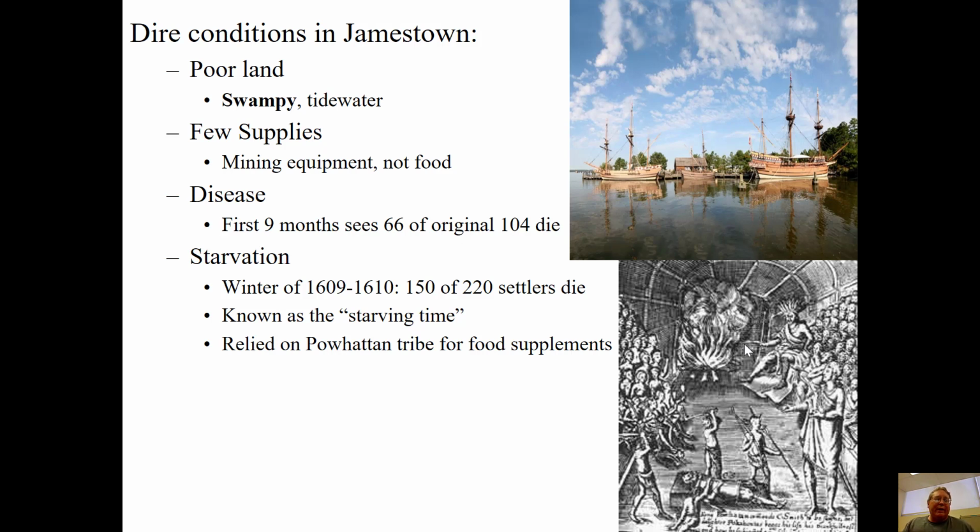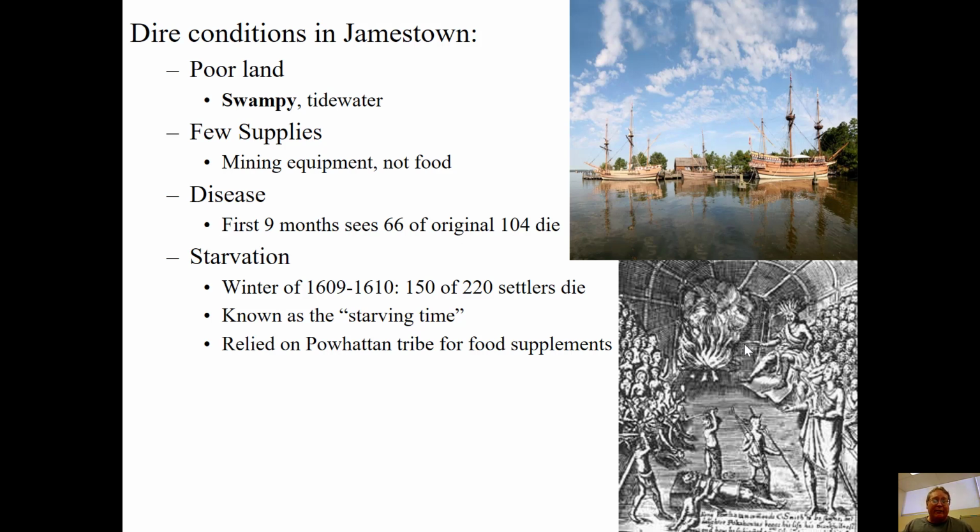But eventually, people get tired of John Smith telling them what to do. They turn on him, they injure him, and he goes back home to England, where he promotes himself and explains to everybody how awesome he is and how great a job he did. And he becomes a celebrity in England. But in the meantime, this colony has problems.